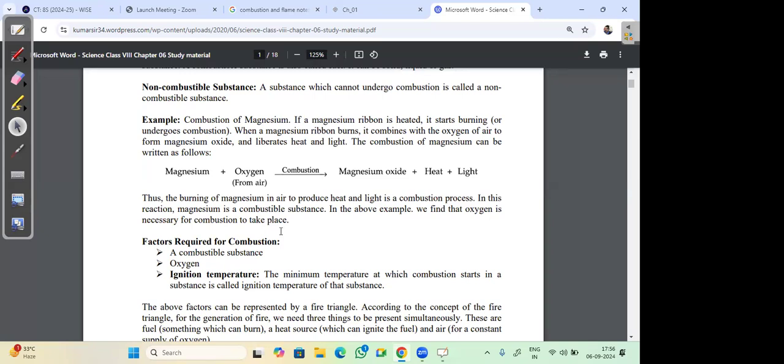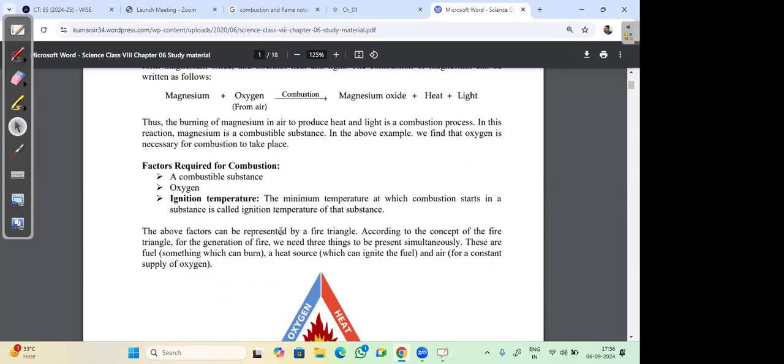Factors required for combustion. What all factors are required for combustion? These three things we discussed: a combustible substance, oxygen, and ignition temperature. A combustible substance is the presence of the fuel which we were discussing. Then oxygen and ignition temperature.